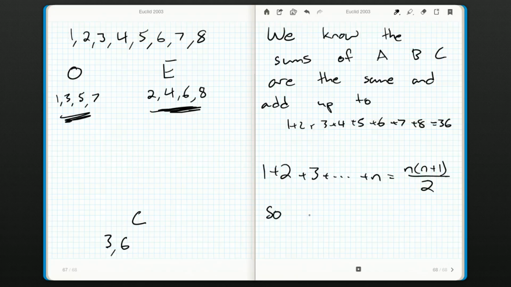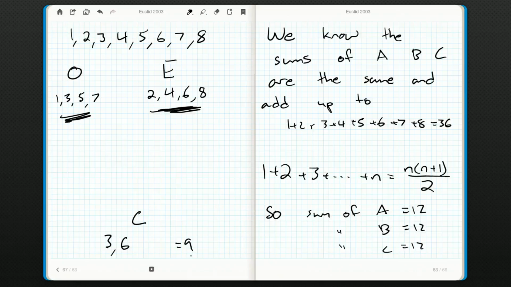So the sum of A is 12, sum of B is 12, and sum of C is 12. Okay, so C's got 3 and 6 in it. That's a sum of 9 already. In order to make a sum of 12, we need to have 3 more. Now we can't just add in the number 3, we've already got it, so the only way to do that is to actually add in 1 and 2.